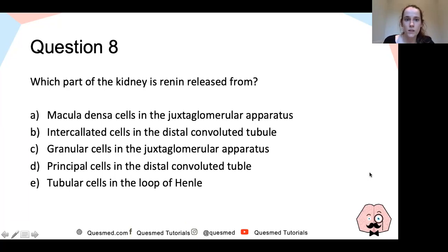Question 8. Which part of the kidney is renin released from? Is it A, macula densa cells in the juxtaglomerular apparatus? Is it B, intercalated cells in the distal convoluted tubule? Is it C, granular cells in the juxtaglomerular apparatus? Is it D, principal cells in the distal convoluted tubule? Or is it E, tubular cells in the loop of Henle?